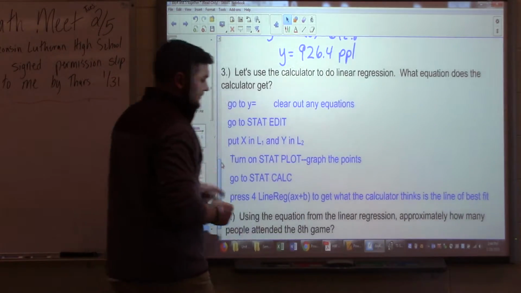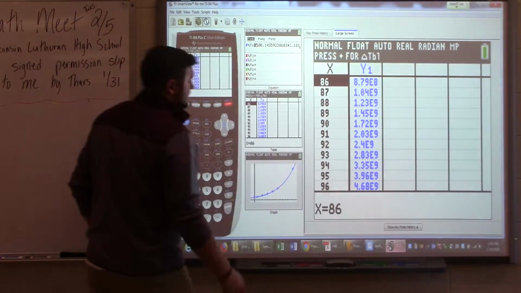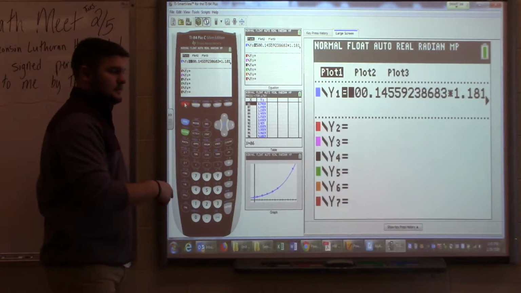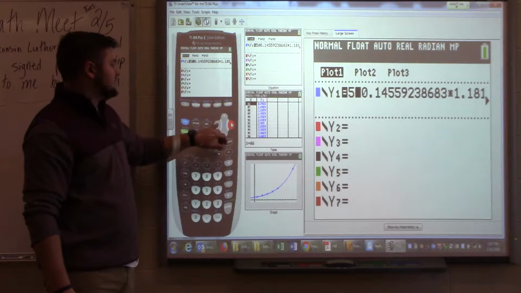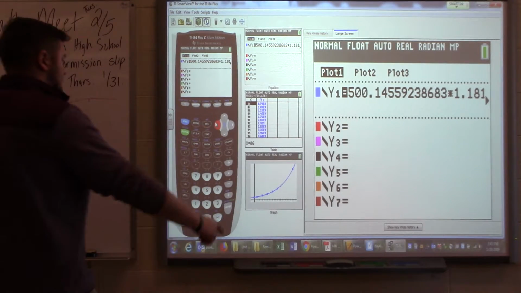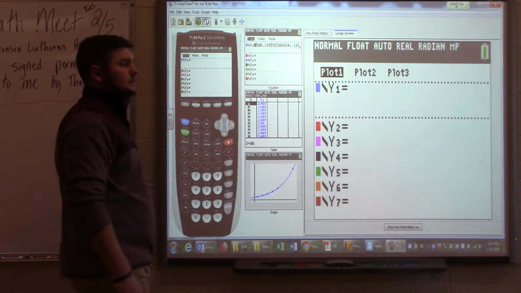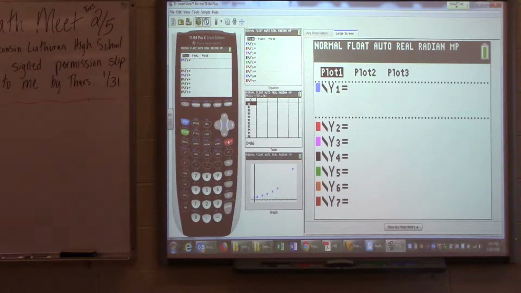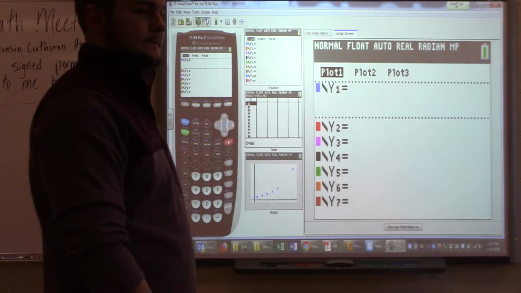First thing you need to do, where is y equals on your calculator? Y equals, top left. If you have anything in your calculator in the y equals, you need to clear it, get rid of it. So hit clear. So make sure your y equals is cleared. Okay?